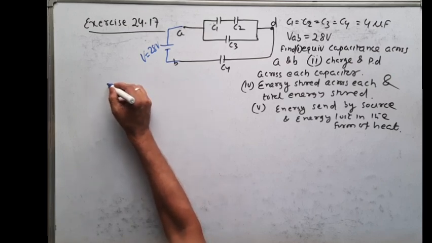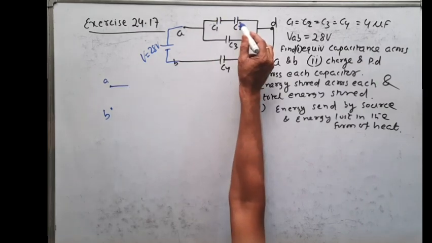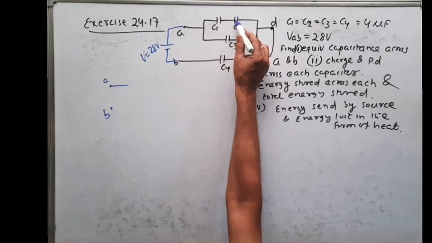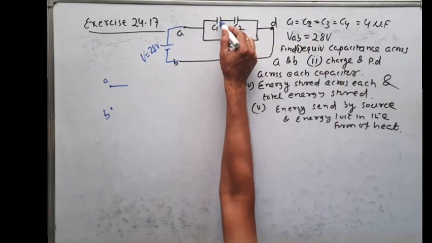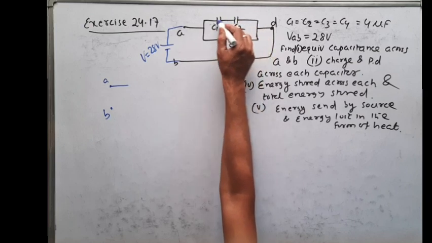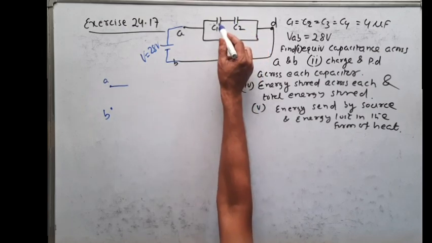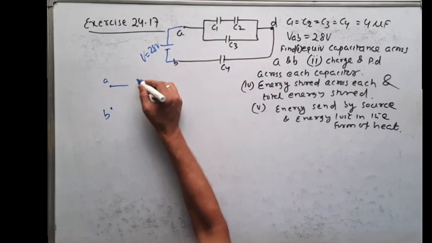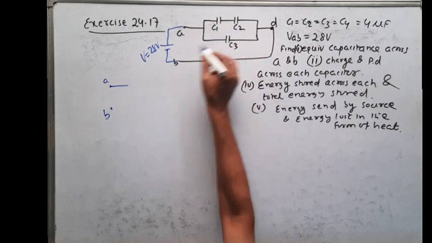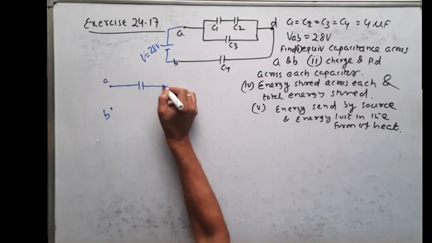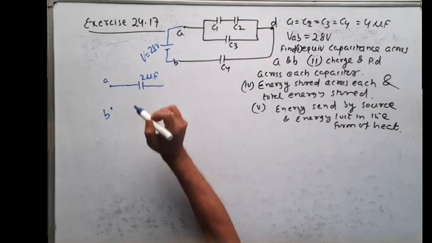You see, this is my A terminal, this is B terminal. Here, C1 and C2 are connected in series. What is the value? 4 microfarad each. So this is 4, this is 4, both connected in series. So what is the equivalent? Equivalent capacitance will be half of the individual, that is C1 into C2 by C1 plus C2, 4 into 4 by 4 plus 4. So that is equal to 2 microfarad. Okay. So C1 and C2 equivalent is 2 microfarad.